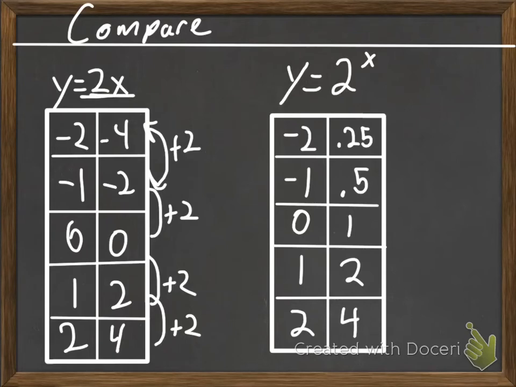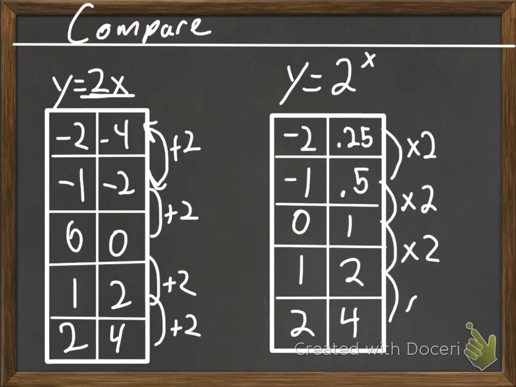We look here, 0.25 to 0.5, well that's times 2. 0.5 to 1, times 2. 1 to 2, times 2. 2 to 4, times 2. So with our exponentials we are multiplying. This number here says we're multiplying by something, whereas with our y equals 2 times x, we were adding.